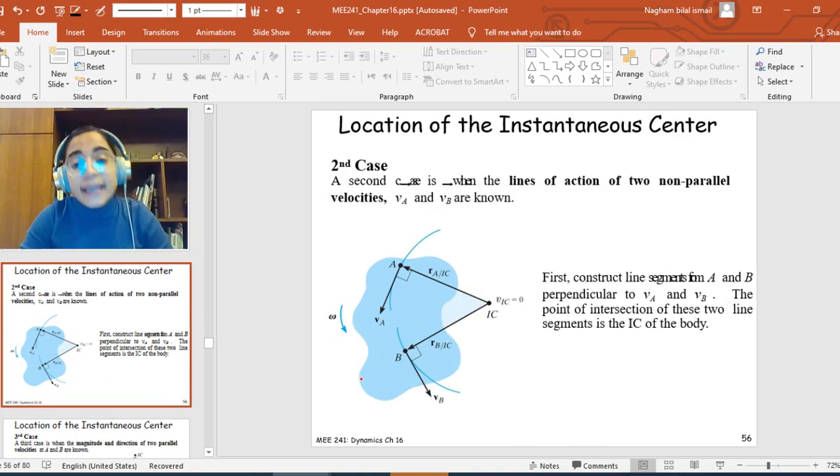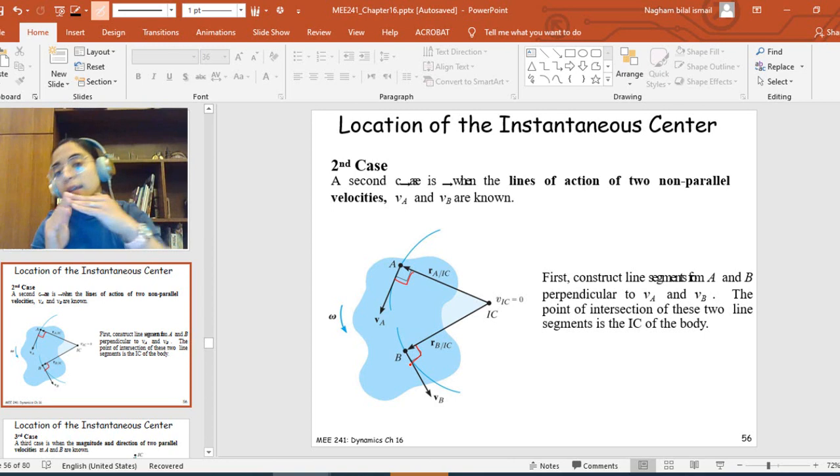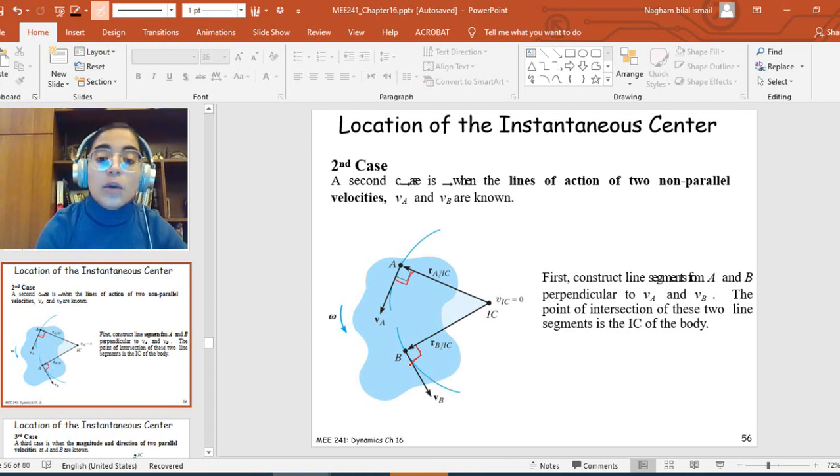Now, in the second case, I have two velocities, and in this case, it's very easy to find IC. Why? Because I know that IC at this instant, which is the instantaneous center of zero velocity, should be perpendicular to VA and should be perpendicular to VB. So if I plot the two perpendicular lines, their intersection will be IC. Alright? So IC belongs to this perpendicular line, IC belongs to this perpendicular line, then the intersection between these two lines will be IC.